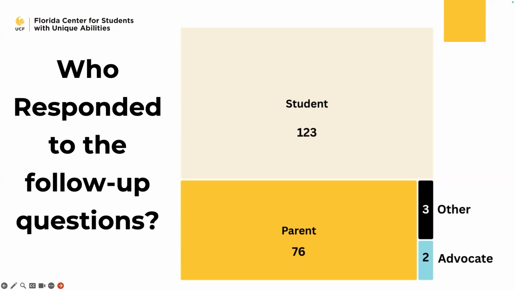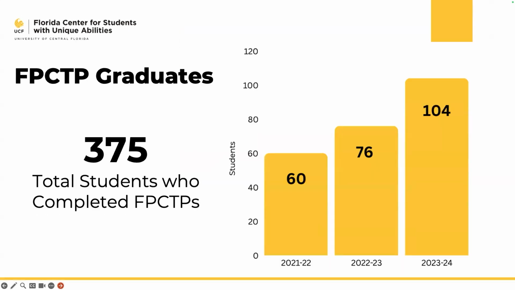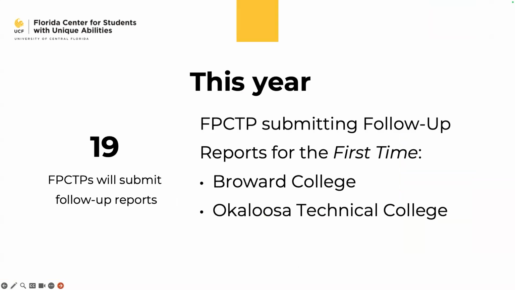And you can see we have our graduates. We have a total of 375 graduates who have completed our programs. We're going to have more this year. So this is why it's so important to make sure you're reaching out to the students, keeping connected and getting the information. So this year, we have 19 programs submitting follow-up reports. Last year, we had 17. So this year, big shout out to Broward College and Okaloosa Technical College. These are last year your first graduates, so you should be submitting your first follow-up reports this year.